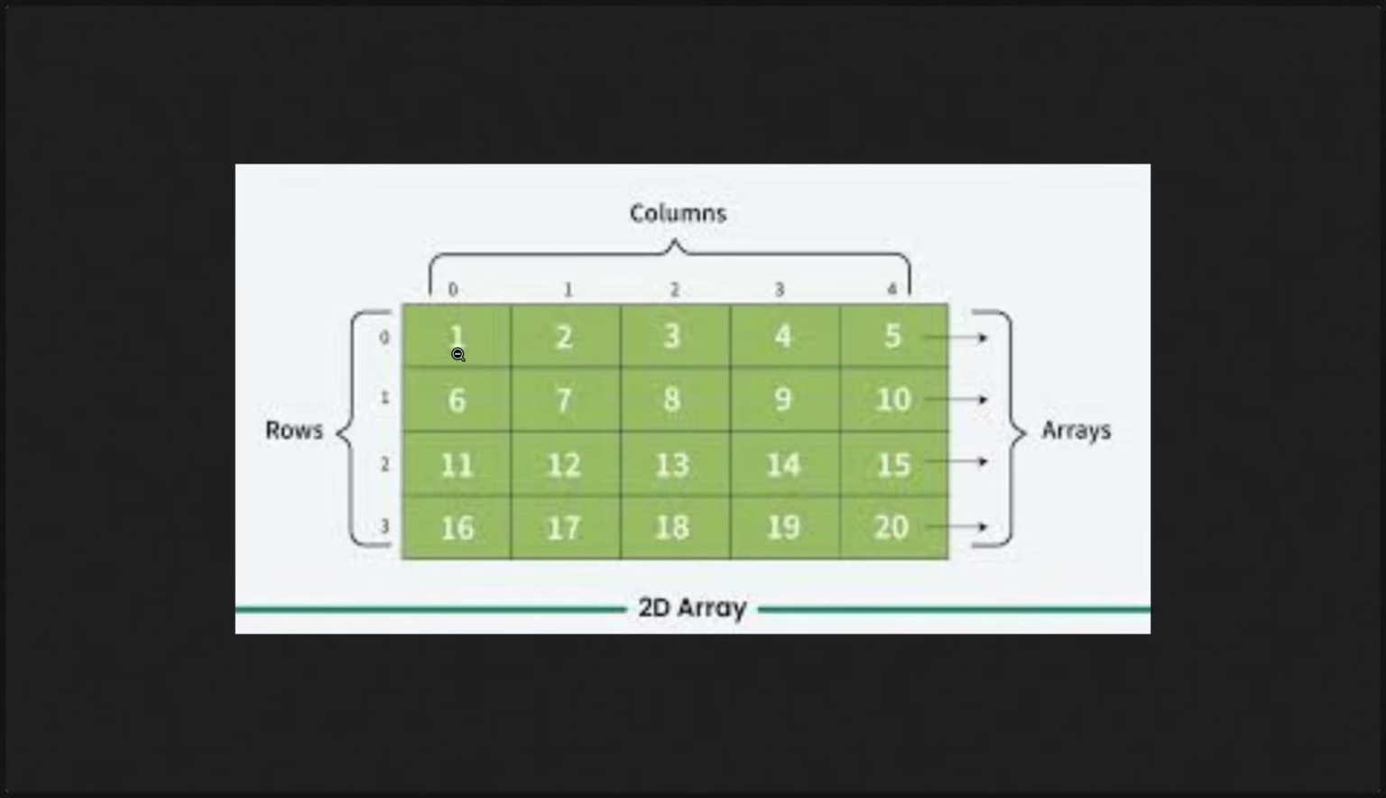Rows or arrays are the same? No, these are 1D arrays. Each row is a 1D array and the whole thing is a 2D array.